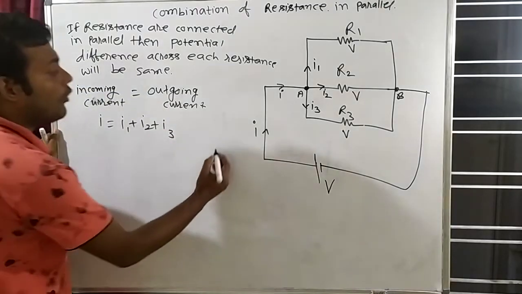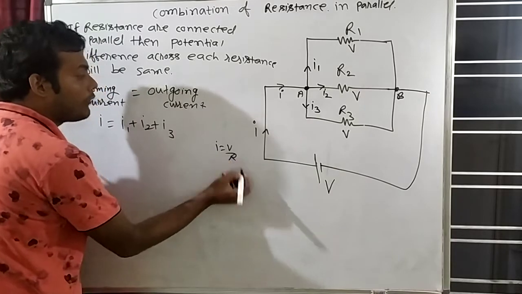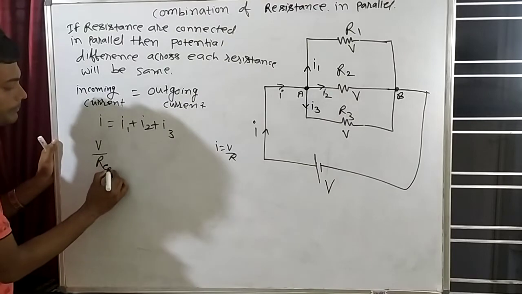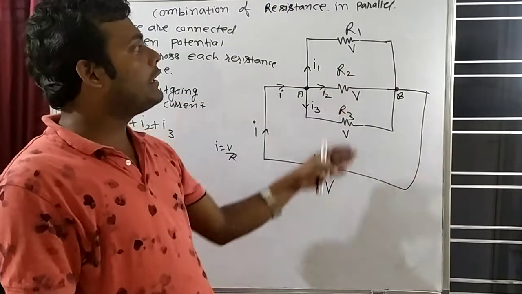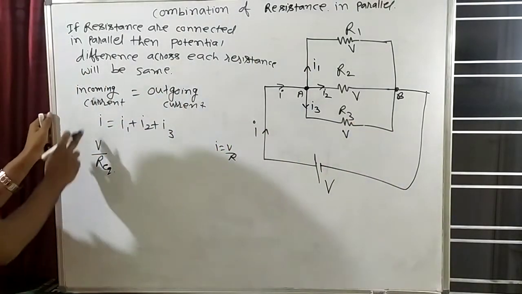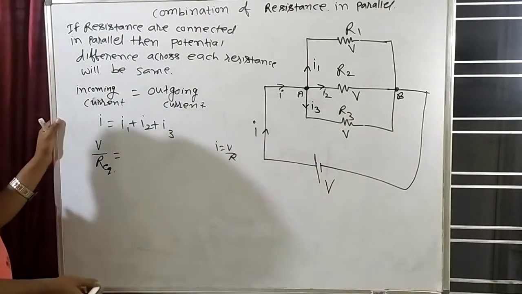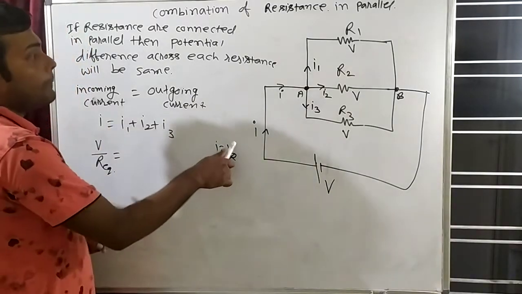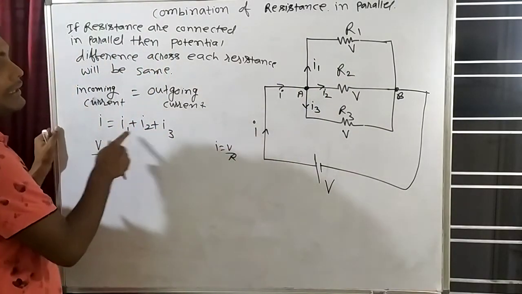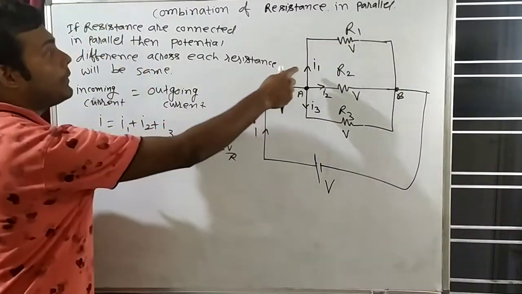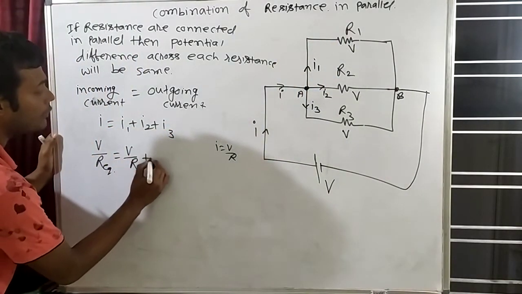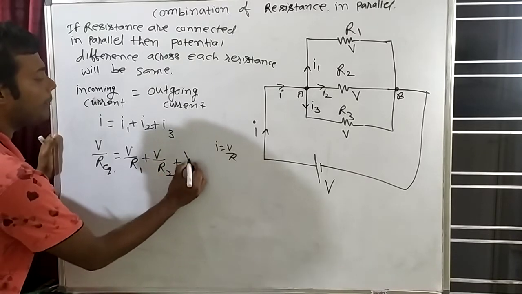Now we know Ohm's law that I is equal to V by R. Let's suppose the equivalent resistance of R1, R2, and R3 is R equivalent. So I will be V by R equivalent. I1 will be V by R1, because I1 current is going through R1 resistance. What will be I2? V by R2. What will be I3? V by R3.